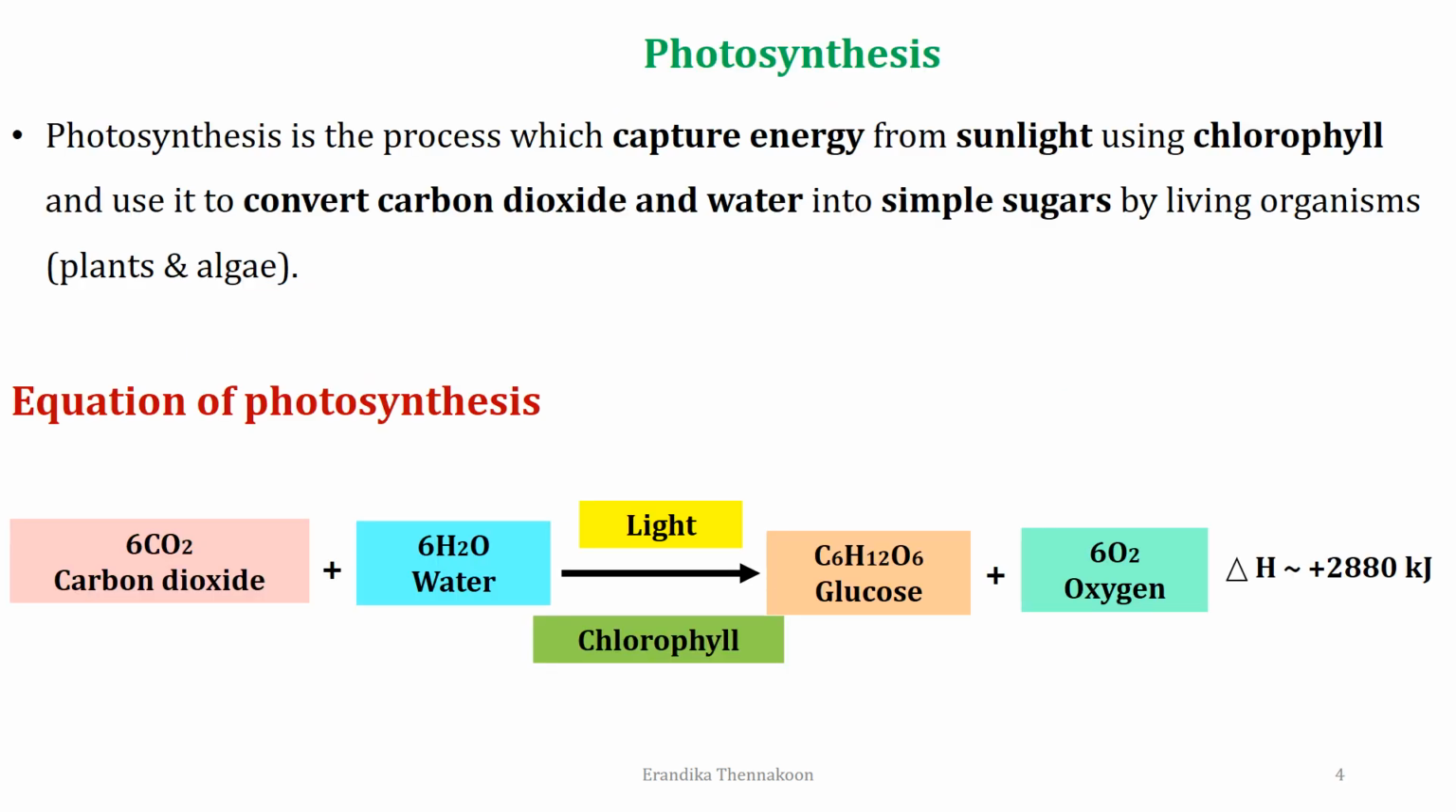Alright, let's jump in. Photosynthesis is the remarkable process by which living organisms like plants and algae capture energy from sunlight using a green pigment called chlorophyll. They then use this light energy to convert carbon dioxide, which they absorb from the environment, and water absorbed from the soil to their roots into simple sugars. These sugars serve as food for the plant.